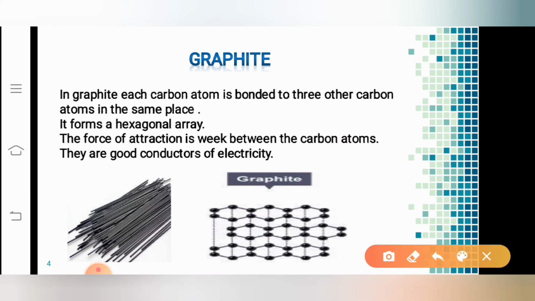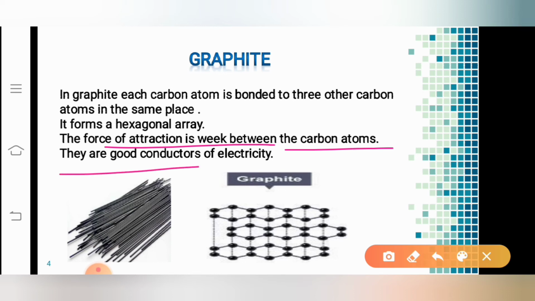And the force of attraction is weak between the carbon atoms. As a result, they are soft. We can easily break the lead, right? Because lead is made up of graphite. We can break the lead because their bonds are not as strong as in diamond. They are soft, and the attraction between the carbon atoms is weak. They have a weak force of attraction.